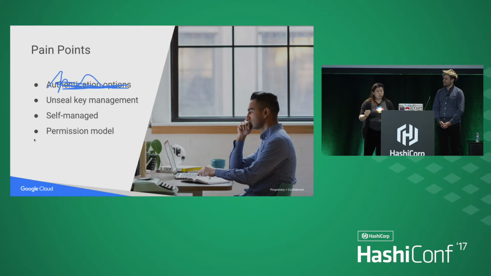Some other pain points are unseal key management. To unseal Vault, as we mentioned, you need a certain set of keys, and that's used to bootstrap the entire system. So where do you manage those? A lot of people end up using separate password managers, which completely defeats the purpose of having Vault. It's sort of like, do you really want to have more than one way to store your secrets?